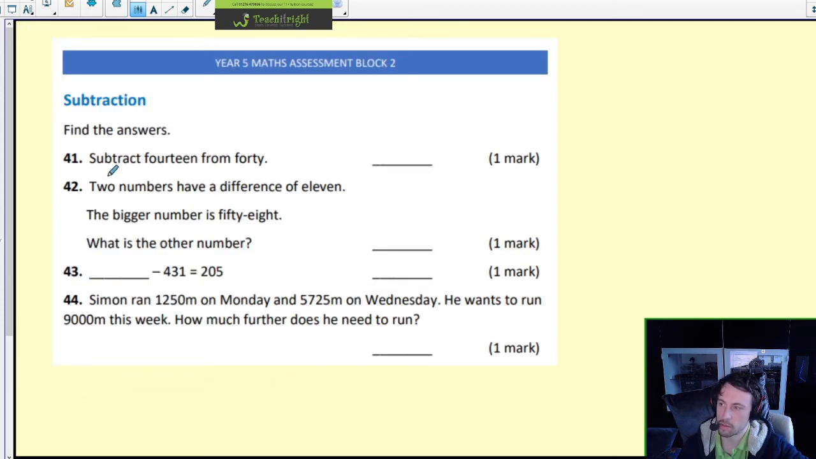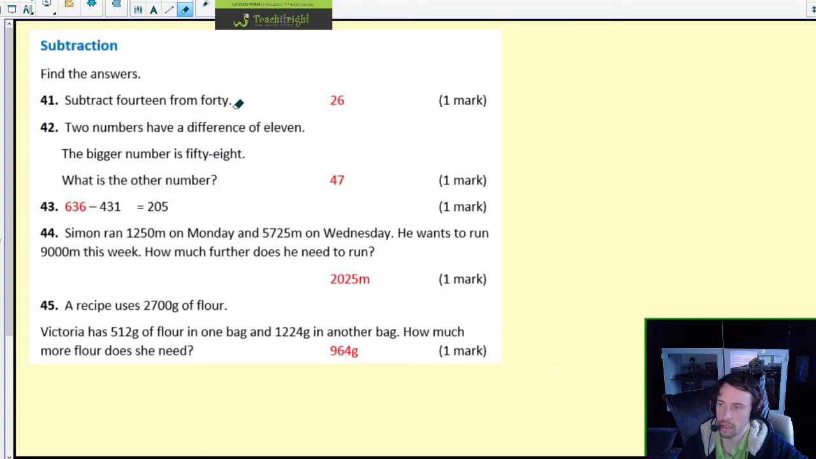Subtraction next, so subtract 14 from 40. So that's going to be 40 take away 14. Important, we should get the correct way around. And actually, sorry, let me just do that on this page. So this is where you see the answer, so that gives us 26.